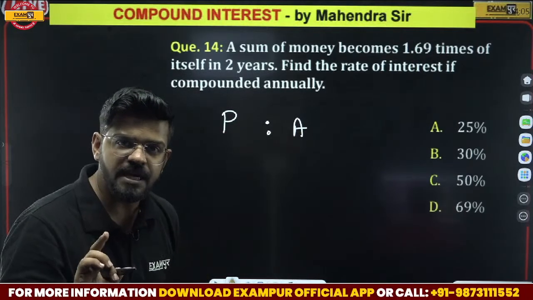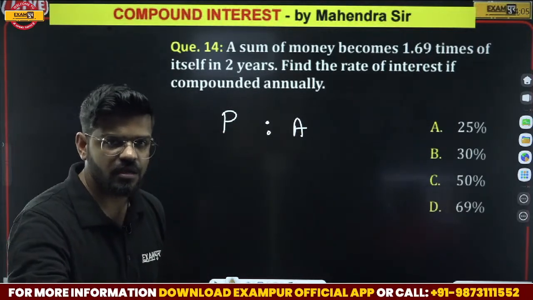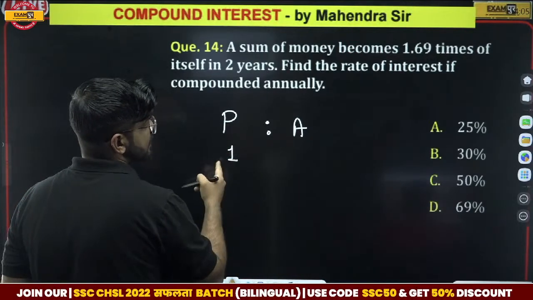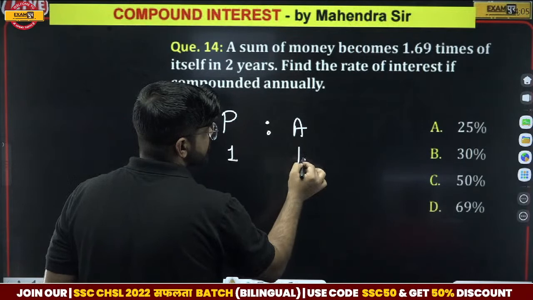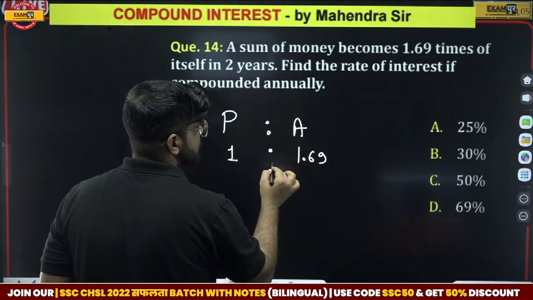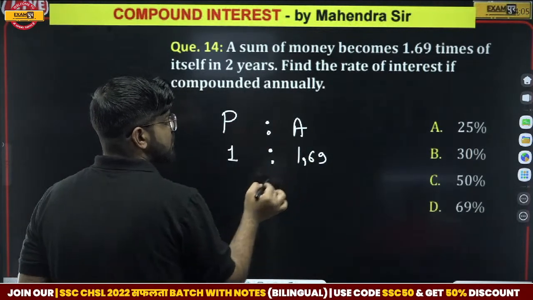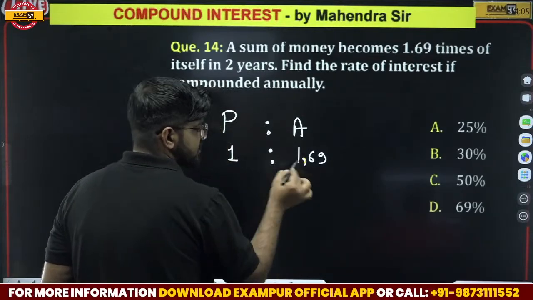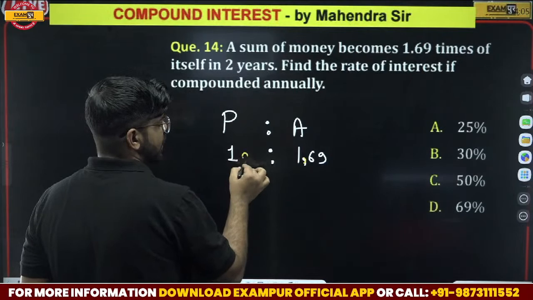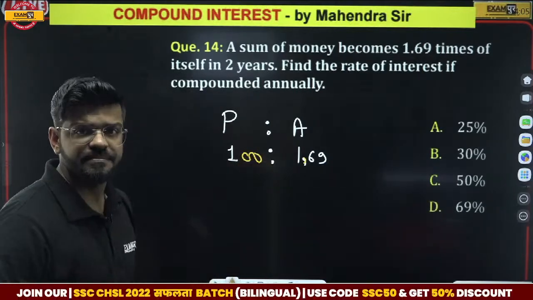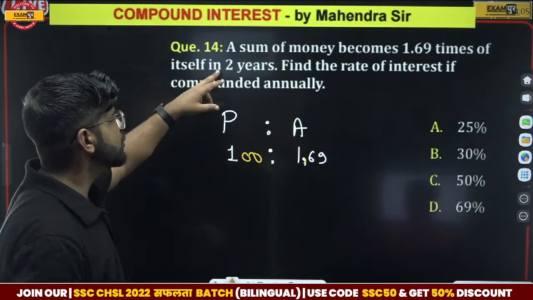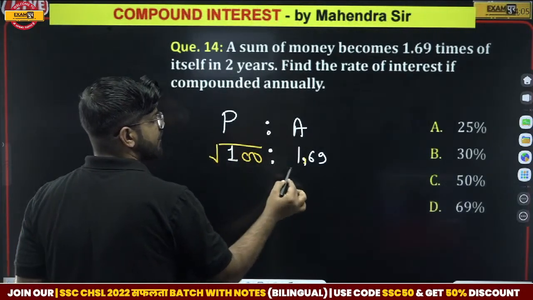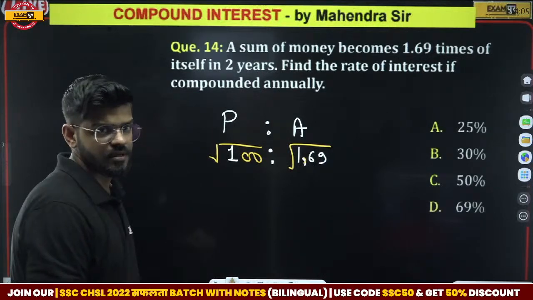Sum of money means P, becomes something, that means becoming A. So if 1 is there, it becomes 1.69 times of this, yes or no? If I want to calculate this, I just remove the point and I will get the 00 here, and this is for 2 years. So for 1 year, I have to do the square root of this.